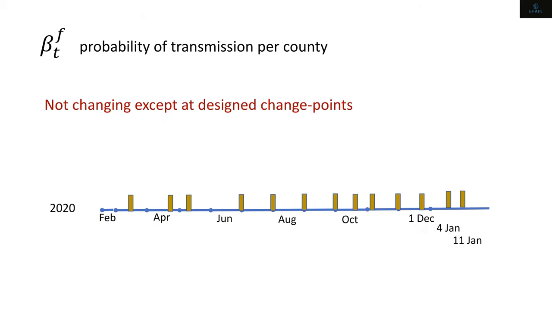Then we can't estimate this beta tf easily. It's a number different for every fylke and for every day. So the first model that we run simplifies the situation by saying that we are not going to change it every day. We change it in chunks. So in this period of the year, we have one number for every fylke. Here we have another number and so on. These are called change points. And we put them in the right places. We put them when the government makes decisions, because then we can imagine that these transition probabilities change.